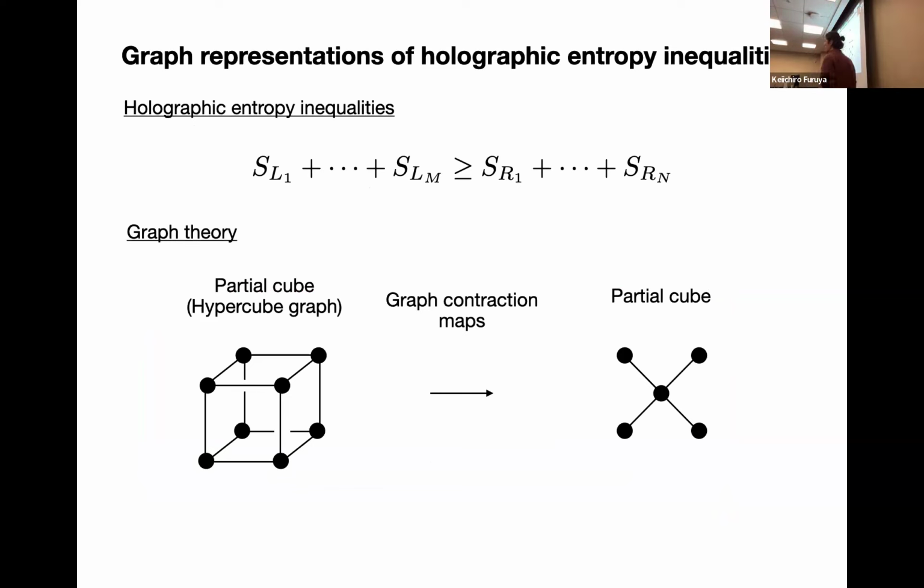Just one question. Is it a priori clear that there won't be any nonlinear inequalities? Because when you say all inequalities, is it clear? When you say nonlinear, it means the entropy SA functional squared, SA squared plus SB is larger or equal to something.